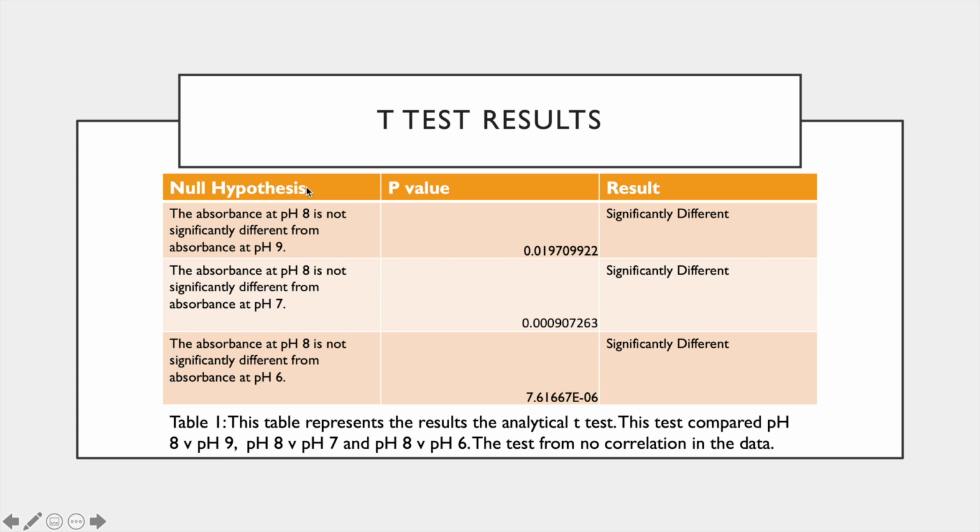So I compared the absorbance of pH 8 and pH 9, and that came out to be significantly different. I did the same for pH 8 versus pH 7 and pH 8 versus pH 6, which all proved to be significantly different. What this proves is that the optimal pH for the enzyme trypsin in the breakdown of azocasin is 9 and not 8. So my hypothesis is disproven because, if you see in the last slide, the pH 9 bar was the highest, which proves that that is the highest point at which enzyme activity is present.